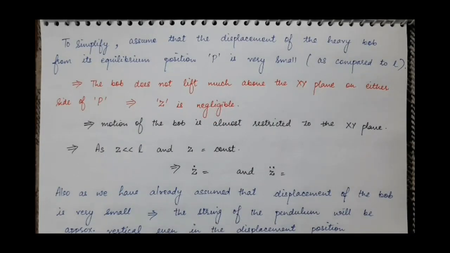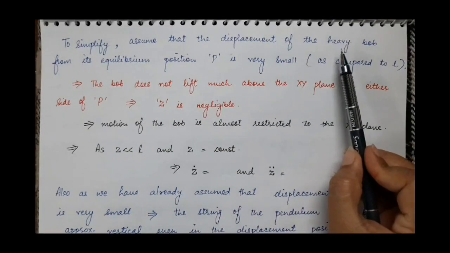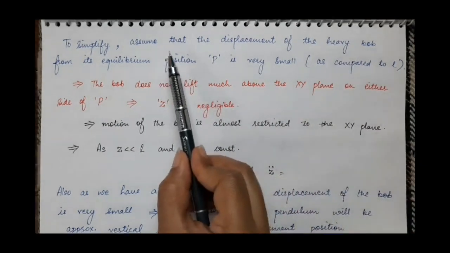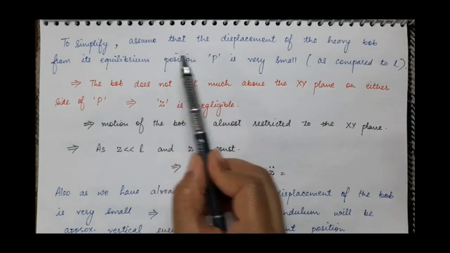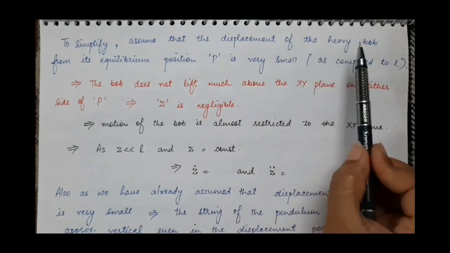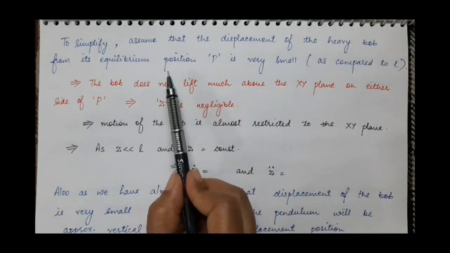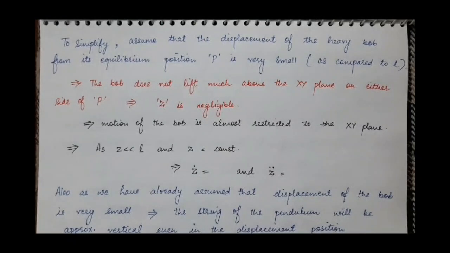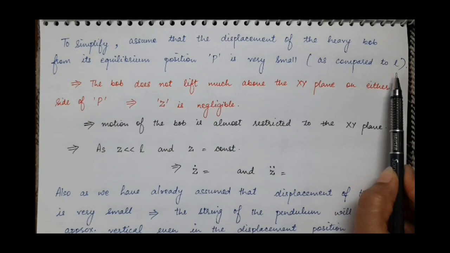Now for the simplification purpose, we know that the Foucault's pendulum is in oscillations, and the oscillations are the displacement from the mean position. So assume that the displacement given to the heavy bob from its equilibrium position P is very small. And we know that the length of the string of the pendulum L is approximately 75 to 80 meters. So the length of the pendulum is very large.